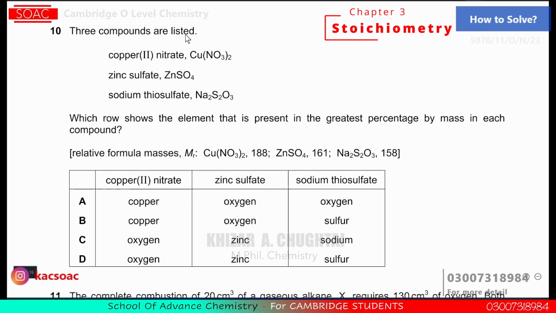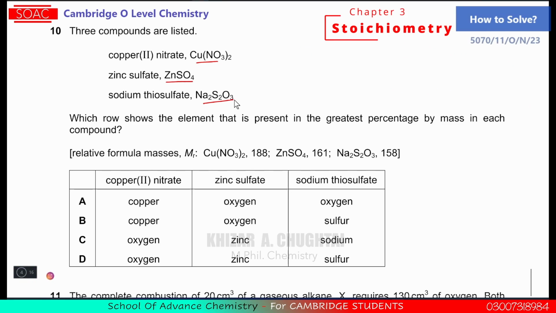Question number 10, 3 compounds are listed: copper 2 nitrate, zinc sulfate, sodium thiosulfate. Which row shows the element that is present in greatest percentage by mass in each compound? Relative formula mass, MR of copper nitrate 188, zinc sulfate 161 and sodium thiosulfate 158. 3 columns, 4 rows.